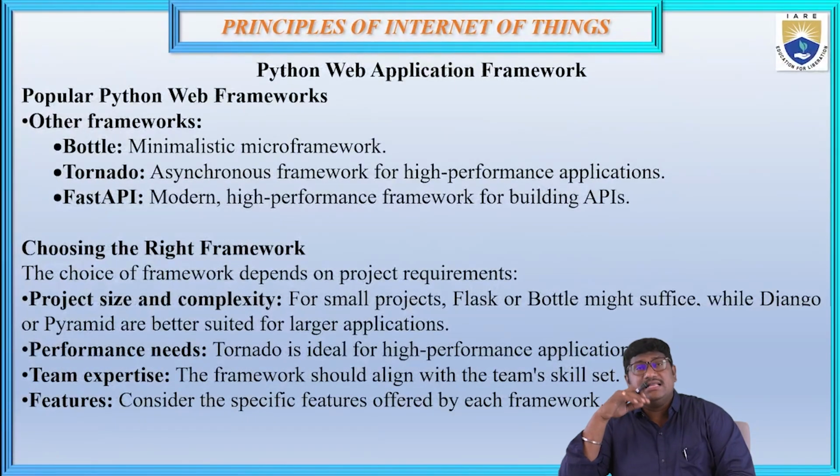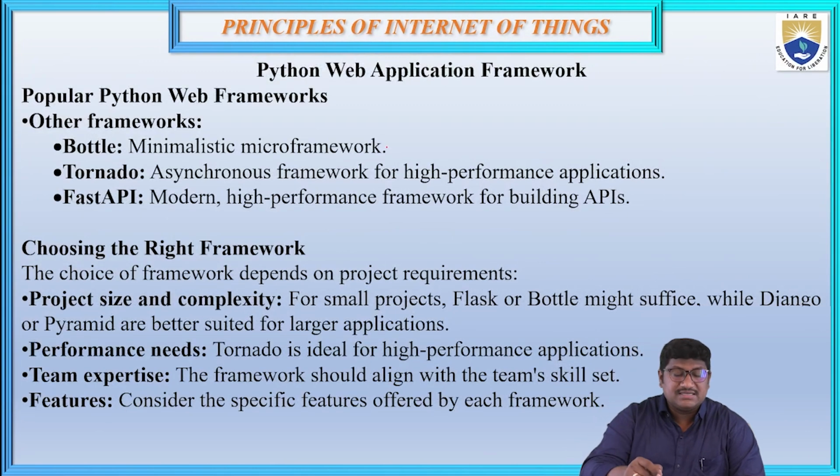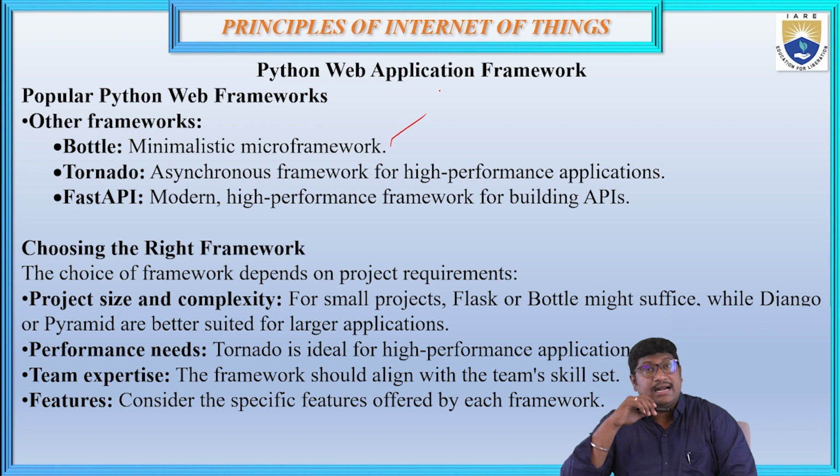And coming to other frameworks such as Bottle, Tornado, and FastAPI. Bottle is a minimal micro framework. Tornado is an asynchronous framework for high performance applications. FastAPI is a modern high performance framework for building APIs.